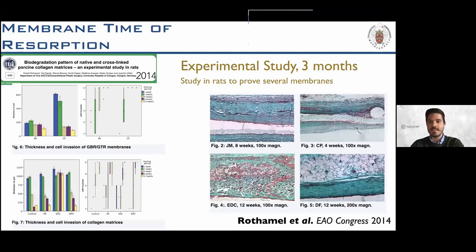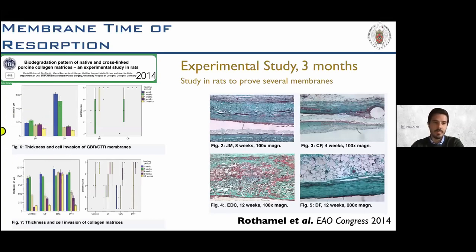And in this experimental study, with 3 months of follow-up in rats, they tested different membranes. In this case, we have the natural collagen membrane, which is this one. And they also tested, for example, the pericardial membrane, or another kind of membrane whose time of resorption lasted longer. So in this case, they compared the natural collagen membrane and the pericardial membrane.